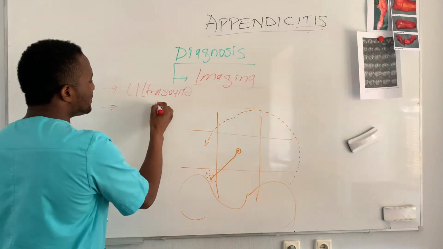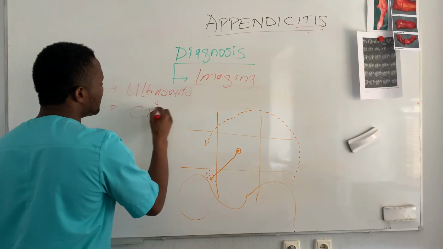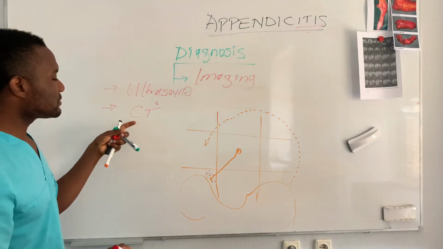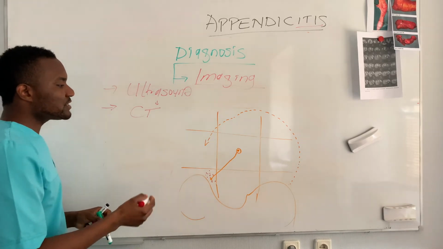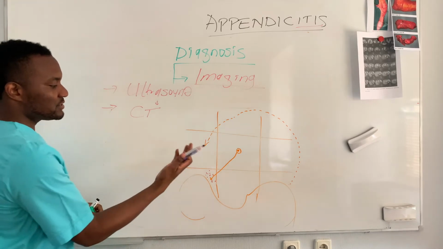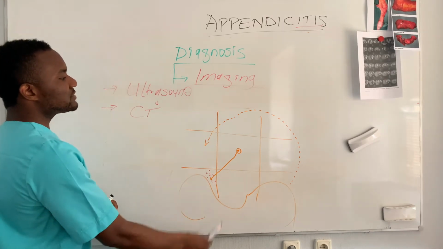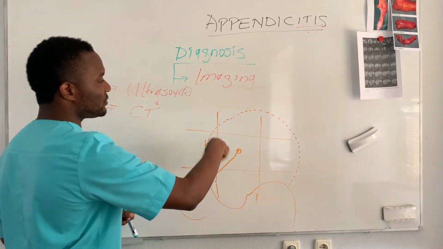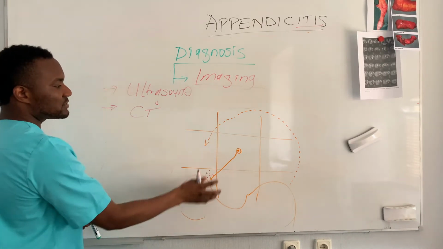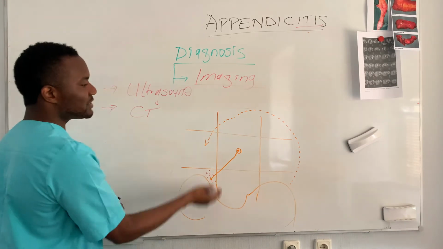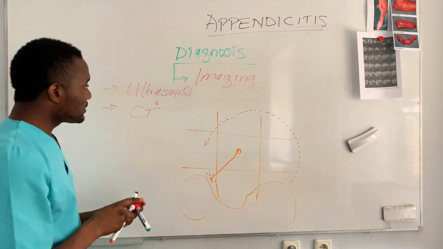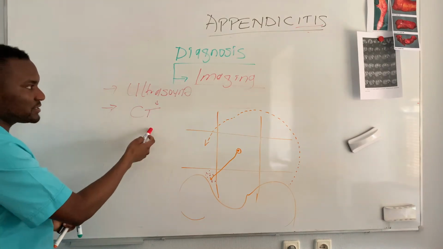After your ultrasound, you should order a CT scan for these patients. With CT scan, it's quite specific and sensitive to appendicitis. You can see the changes in the appendix, and you can also rule out other colonic problems like cancer, a tumor of the cecum or ascending colon, or some perforation or whatever. So ultrasound and CT scan.